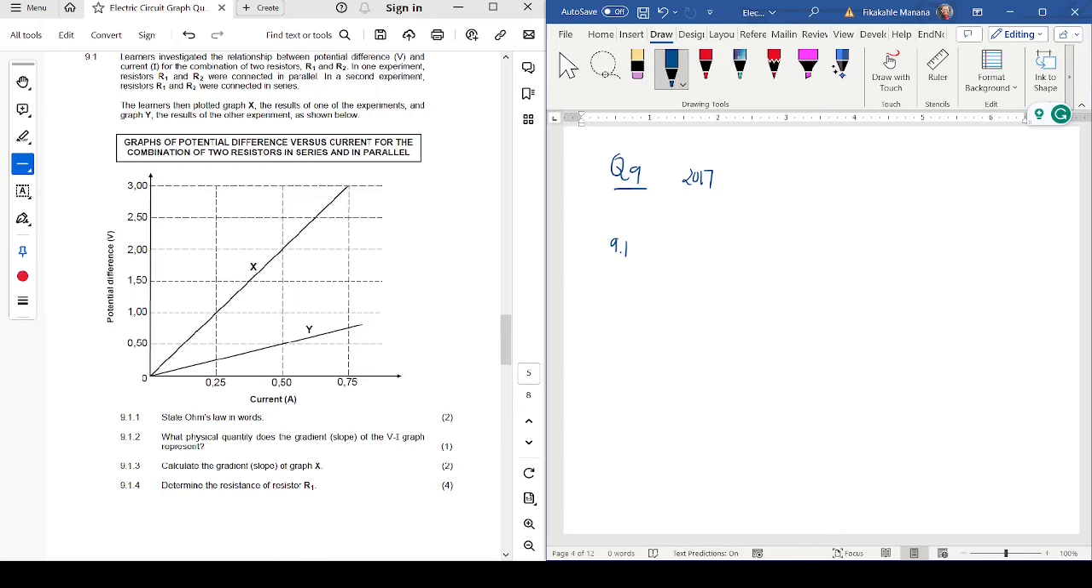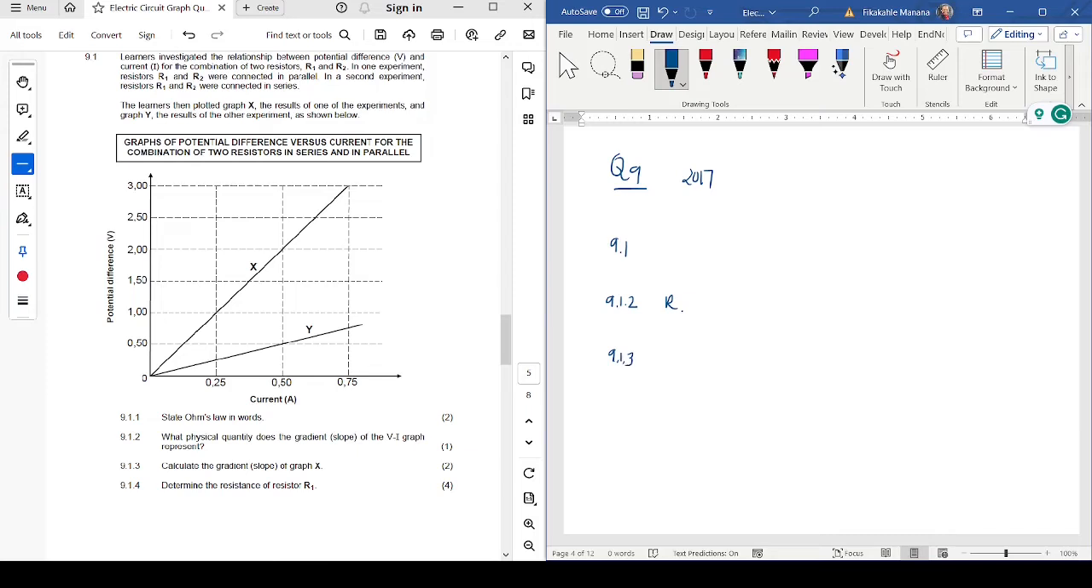State Ohm's law in words. Okay, this question is just recurring. I'm not going to answer that. We have already covered it. 9.1.2, what physical quantity does the gradient of the potential difference versus current graph represent? We have spoken about it quite a number of times, and in this case, it would be resistance.